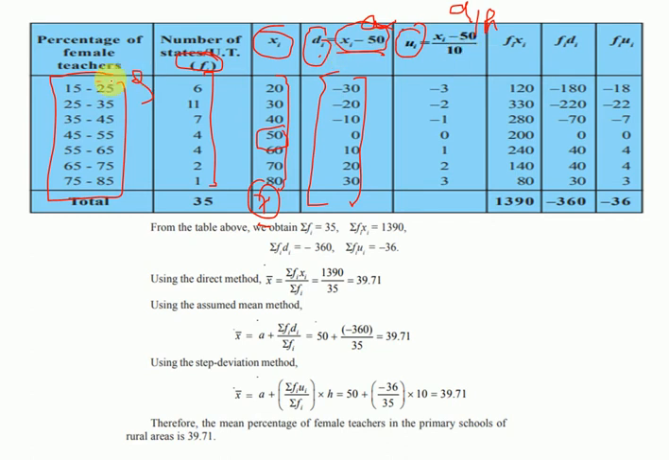How do you find h? Here you can see the class 15 to 25. How much difference is there? 10. 35 to 45, how much distance is it? 10. So h is 10, because the classes are equal, as it is grouped data. So here you will find the value of u. Now you will find fixi, fidi, fiui. fixi means multiplying the frequency and the class mark.